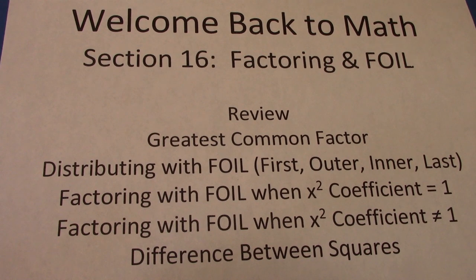Welcome back to Math. This is section 16, Factoring and FOIL. We'll do a little bit of review first, then talk about the greatest common factor, then distributing with FOIL: the first, the outer, the inner, the last, and then talk about factoring with FOIL when the x squared coefficient is 1 and when it's not 1, and the difference between squares.